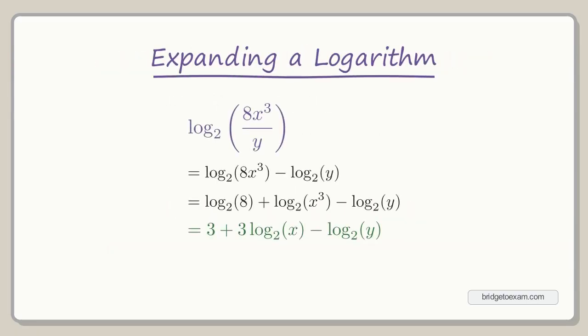Expand log base 2 of 8x cubed over y. Use the quotient property first. Then split the product 8x cubed. Log base 2 of 8 is 3, and log base 2 of x cubed becomes 3 log base 2 of x. The expanded result is 3 plus 3 log base 2 of x minus log base 2 of y.